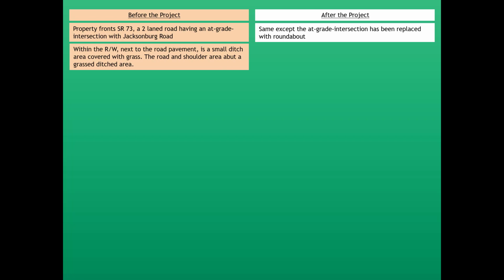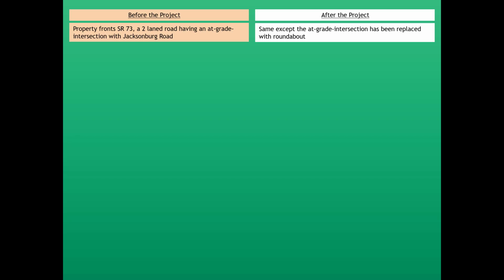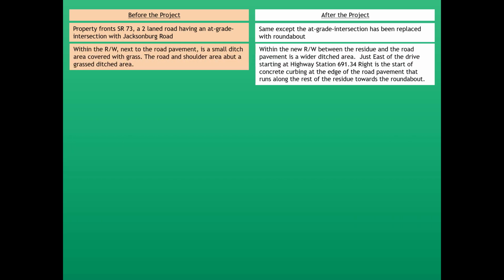Before the project, within the right-of-way next to the road pavement is a small ditch area covered with grass. The road and shoulder area abut a grass-ditched area. And after the project, within the new right-of-way between the residue and the road pavement is a wider ditched area. Just east of the drive, starting at Highway Station 691 plus 0.34 right, is the start of concrete curbing at the edge of the road pavement that runs along the rest of the residue towards the roundabout.